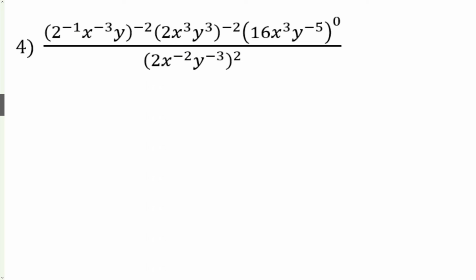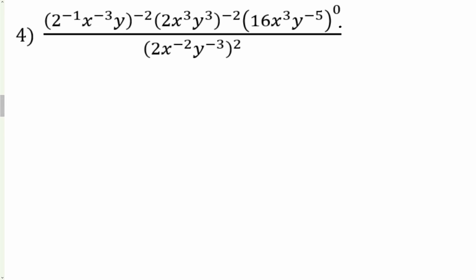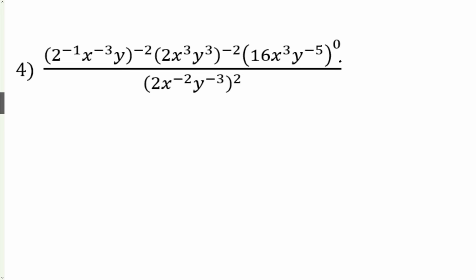Well, this problem looks complicated, right? If you take it one step at a time and nice and slowly, you should be able to handle it pretty easily. There's one thing here that jumps out at me as a good place to start, and that's something raised to the 0 power. Anything raised to the 0 power is always 1, so this just goes away because 1 times all of this is just all this.